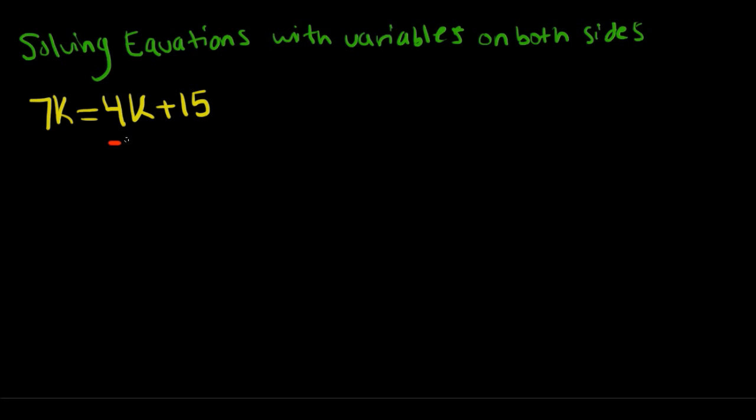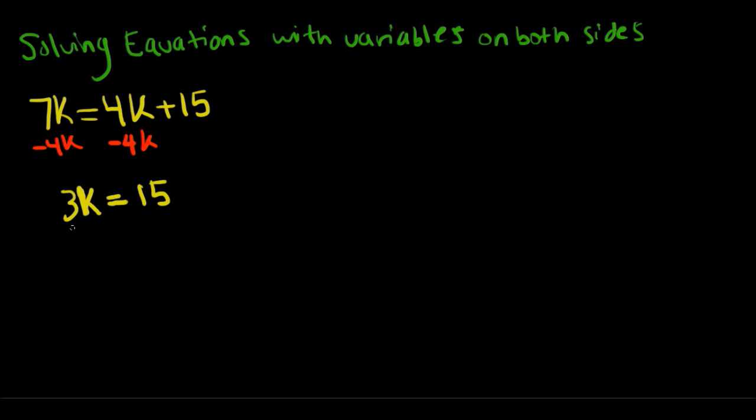So in order to bring 4k to the left side, we have to subtract 4k on the right side. But if we subtract 4k on the right, we have to do the same to the left. So the left side, 7k minus 4k, now equals 3k. If we subtract 4k from the right side, the 4k's cancel out and become 0, so we're left with just a positive 15. We now see that we have 3k equals 15.